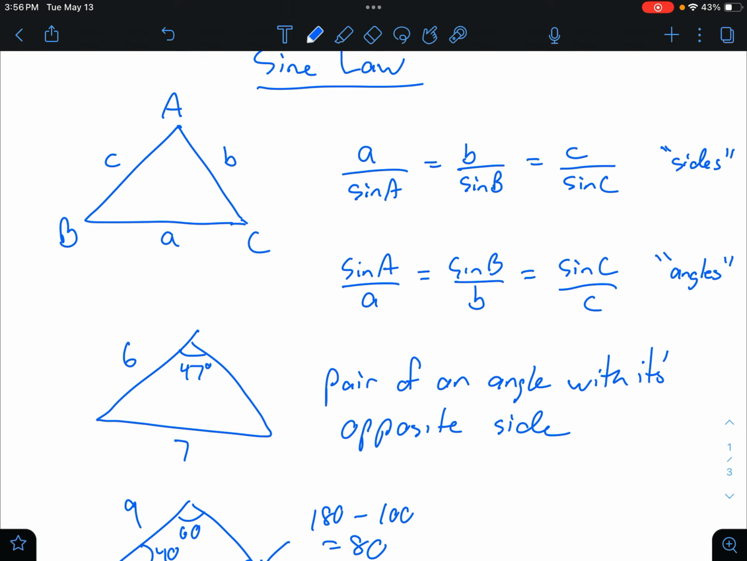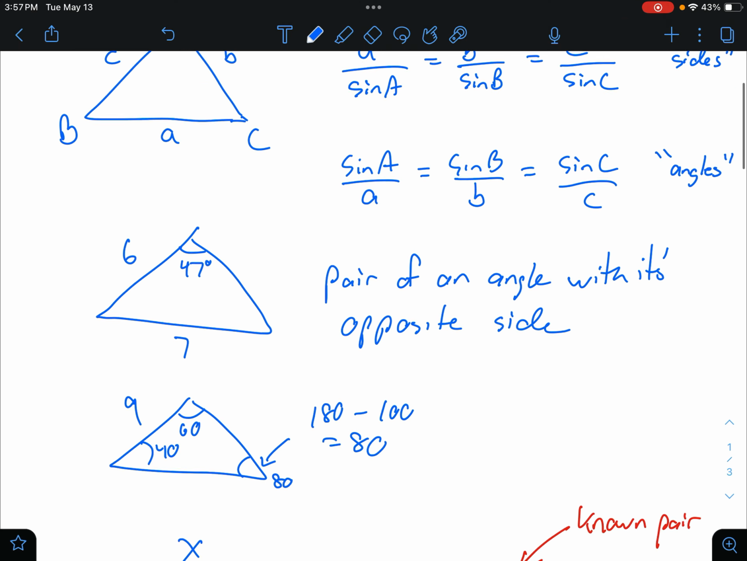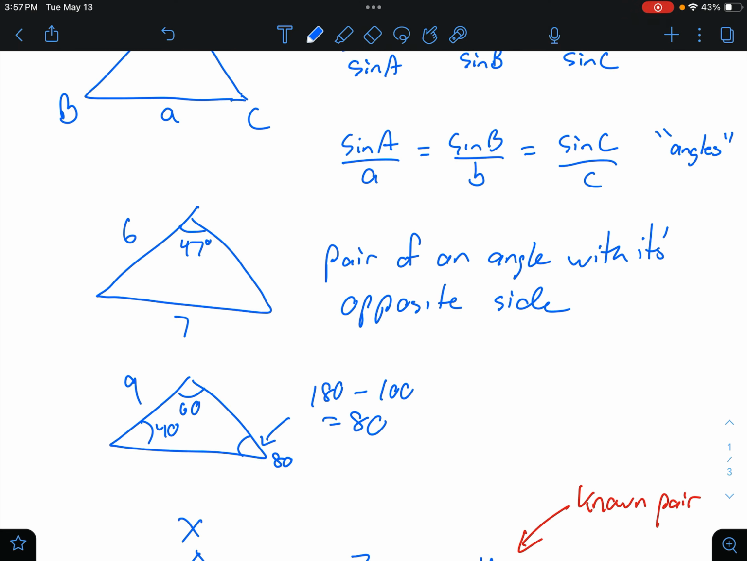The sine law, again, just to recap, was a over sine A equals b over sine B equals c over sine C. And you can flip it: sine A over a equals sine B over b equals sine C over c. We never use all 3 in one shot. We make a pair, a group of 2. So do the a's and the b's or the b's and the c's, but we never use all 3 in one shot. And you can use it more than once, especially if you have to solve a triangle.